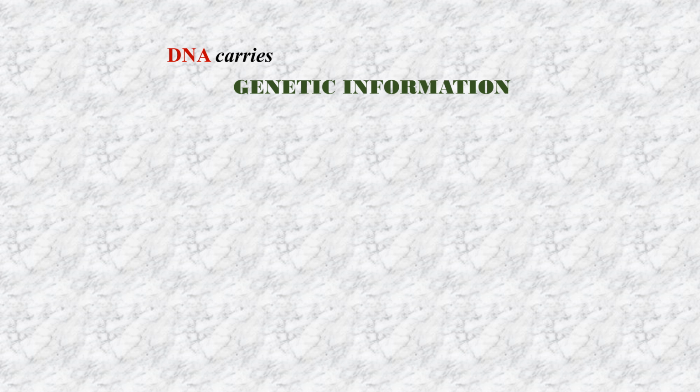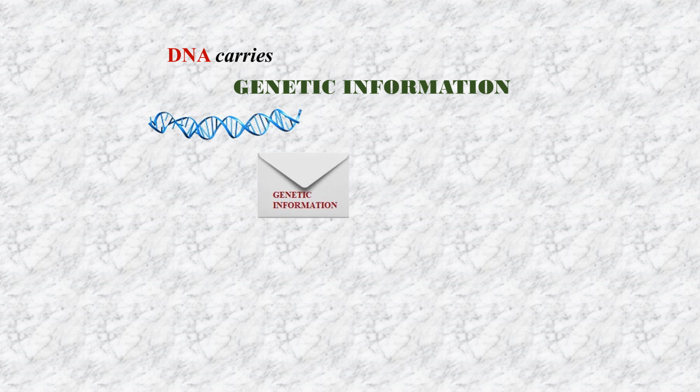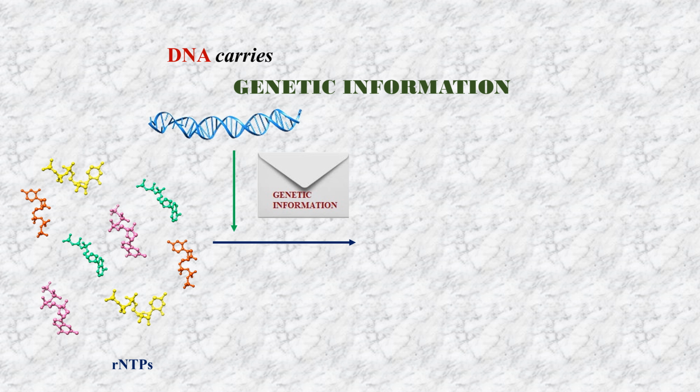We all know what is a gene. We also know that in the cell of a living organism, DNA is a genetic material. In other words, DNA carries the genetic information of the cell. This genetic information is transferred from DNA to another macromolecule, RNA, in a process called transcription.